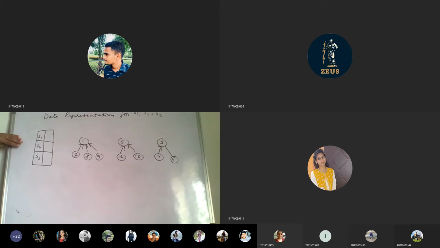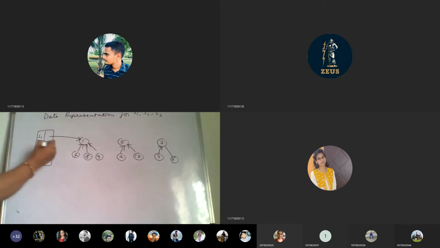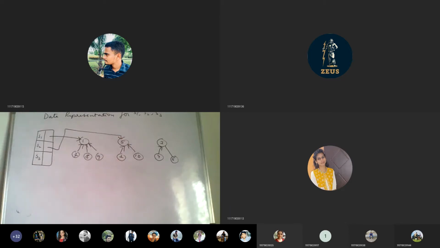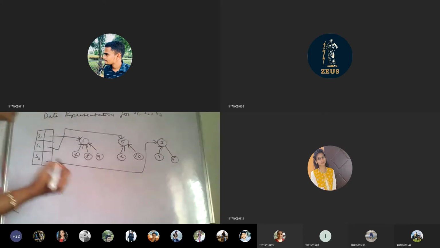So here we are going to maintain the set names, and also the second column will be for the pointers. So a pointer of set 1 to the first set, and then a pointer to the second set, and then a pointer to the third set. So this is how the data representations for different sets can be stored.